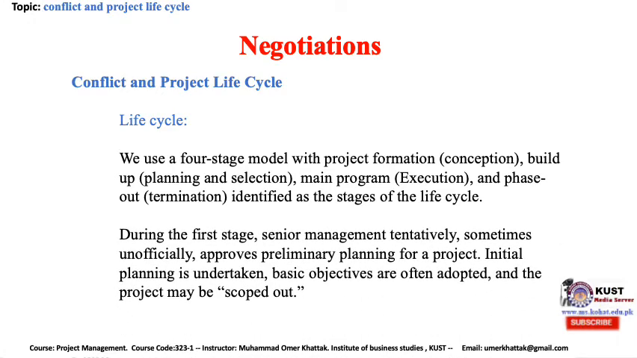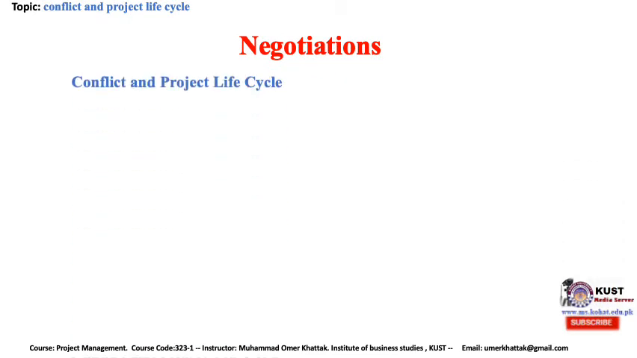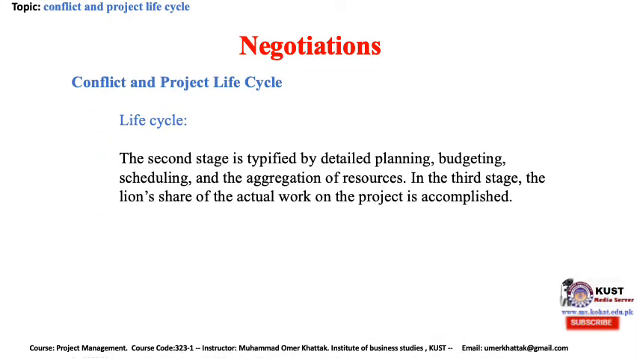During the first stage, senior management tentatively, sometimes unofficially, approves preliminary planning for a project. Initial planning is undertaken, basic objectives are often adopted, and the project may be scoped out. The second stage is typified by detailed planning, budgeting, scheduling, and aggregation of resources. In the third stage, the lion's share of actual work on the project is accomplished.